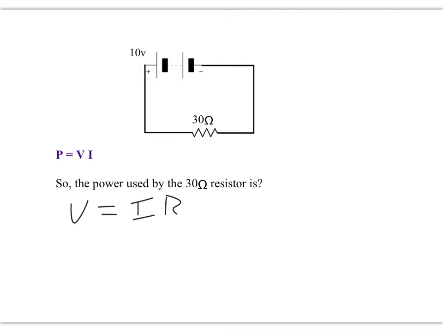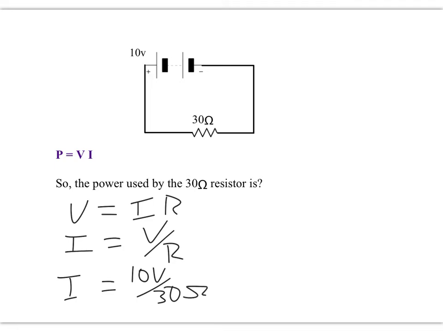Well then, to get the current in the circuit, I can just take the voltage and divide by the resistance. I've got one voltage source and one resistor, and so the current is just 10 volts divided by 30 ohms, and so the current is approximately 0.33 amps. Once I have that, I can measure the power just by using that new equation, P is equal to V times I. So I'm going to go ahead and do that.